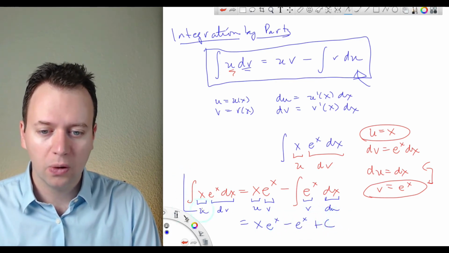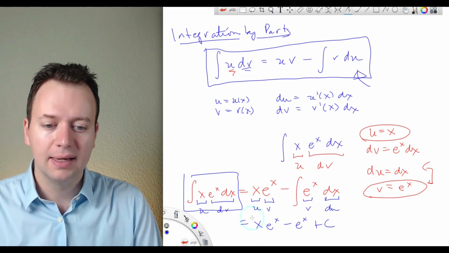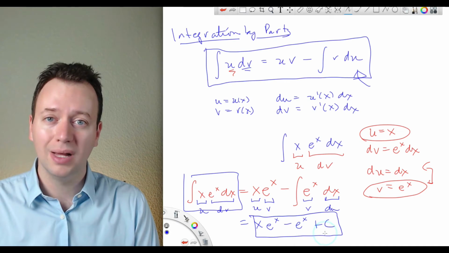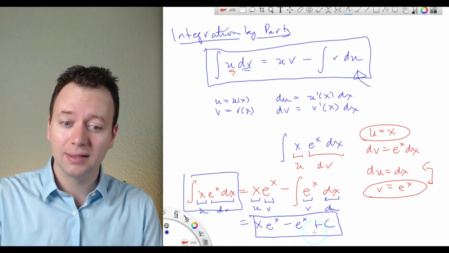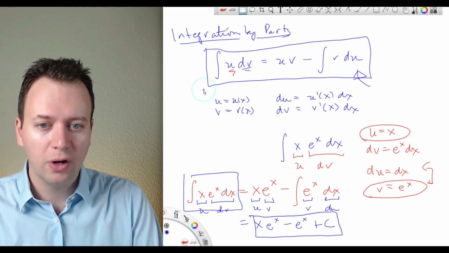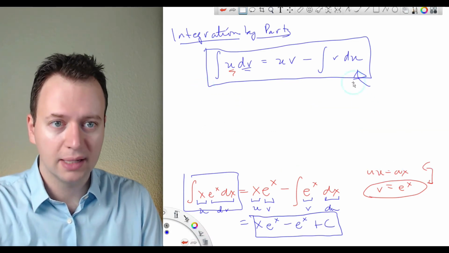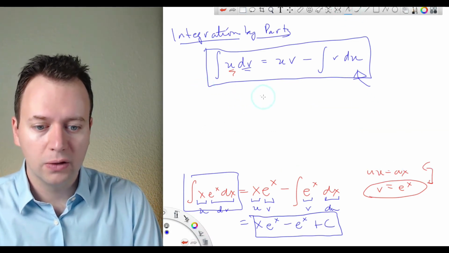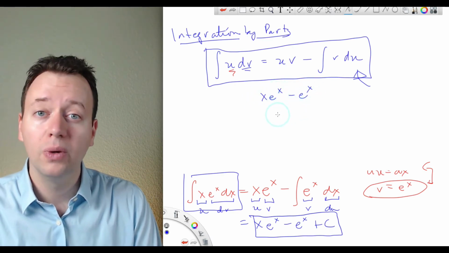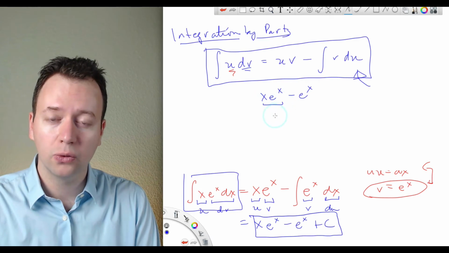So the integral of x e to the x is given by x e to the x minus e to the x plus c. Now we can check this by differentiating the right-hand side. So let's differentiate the right-hand side and check to see if we get the right thing. So if we start off with x e to the x minus e to the x, when we take the derivative, we have to use the product rule on this first term.